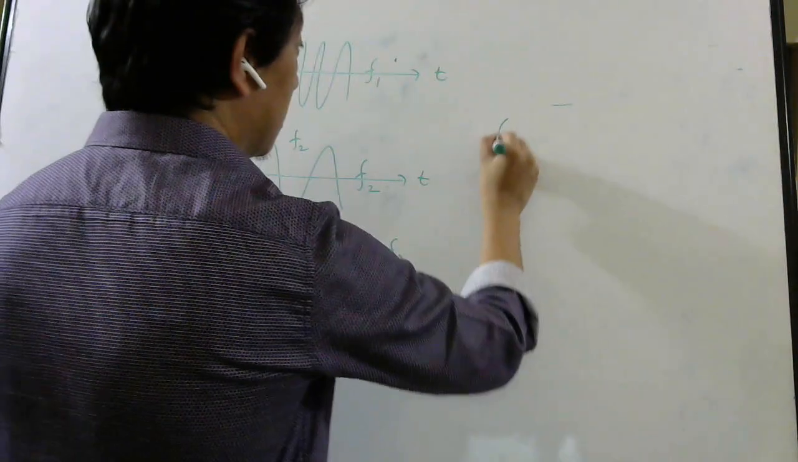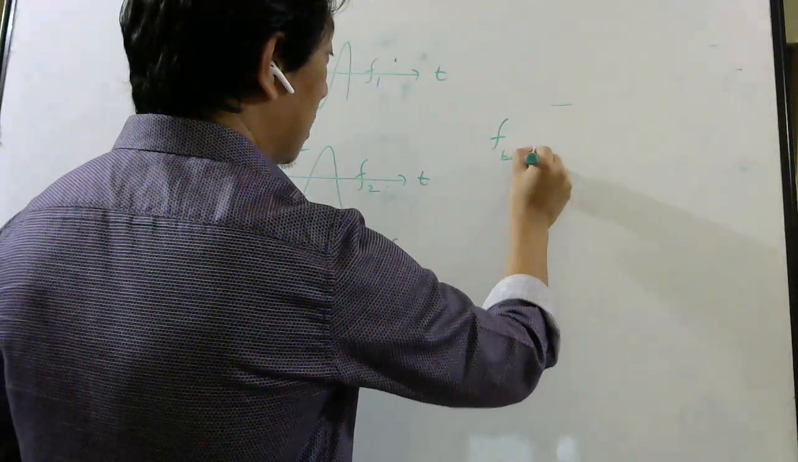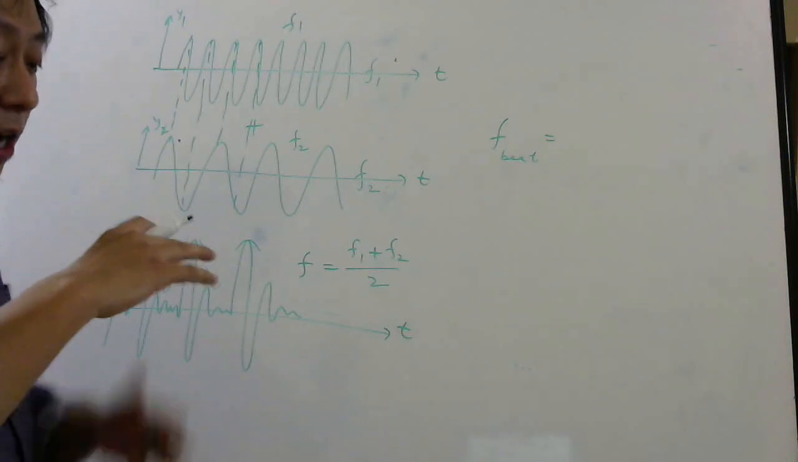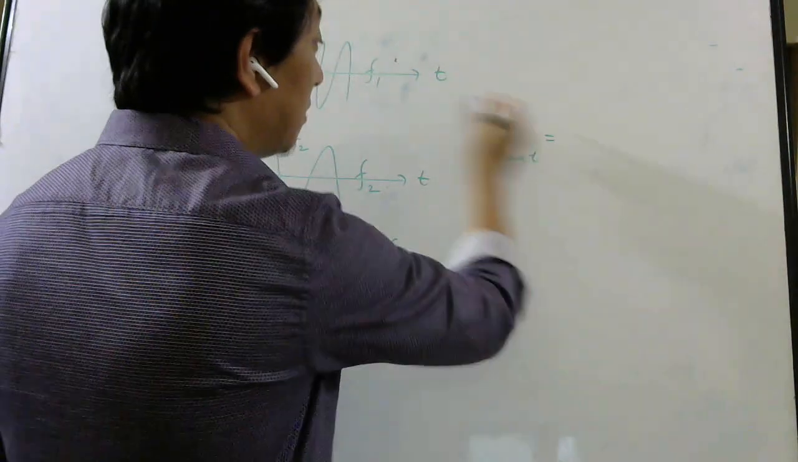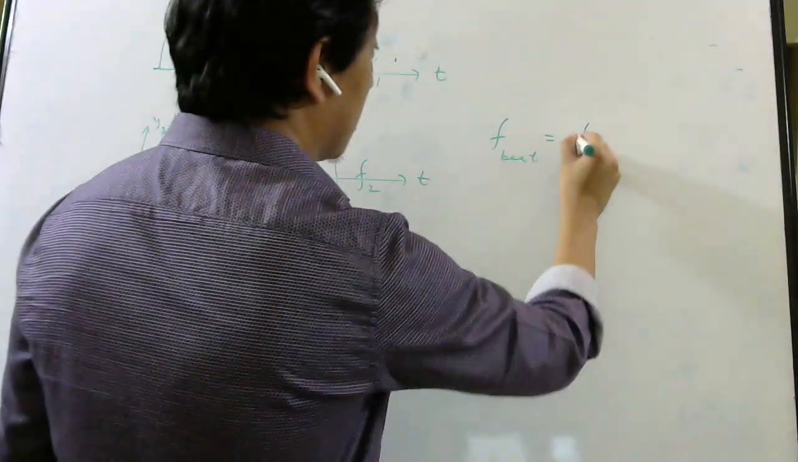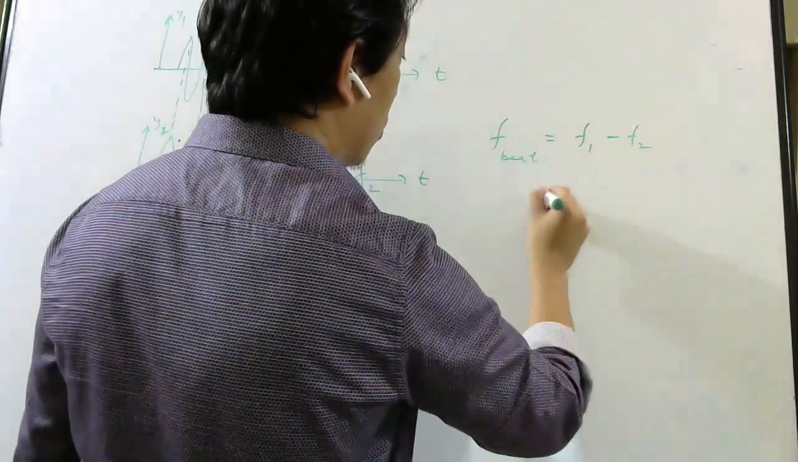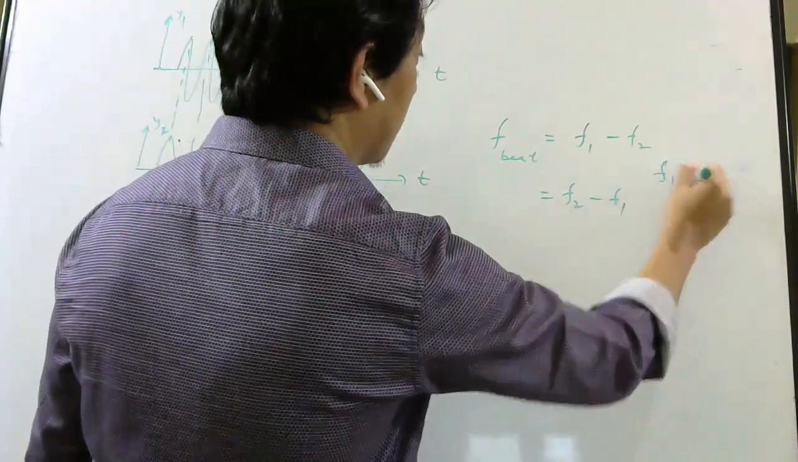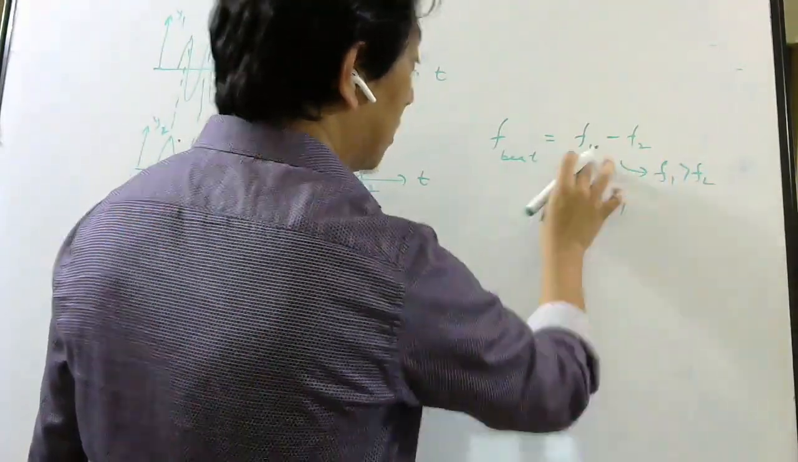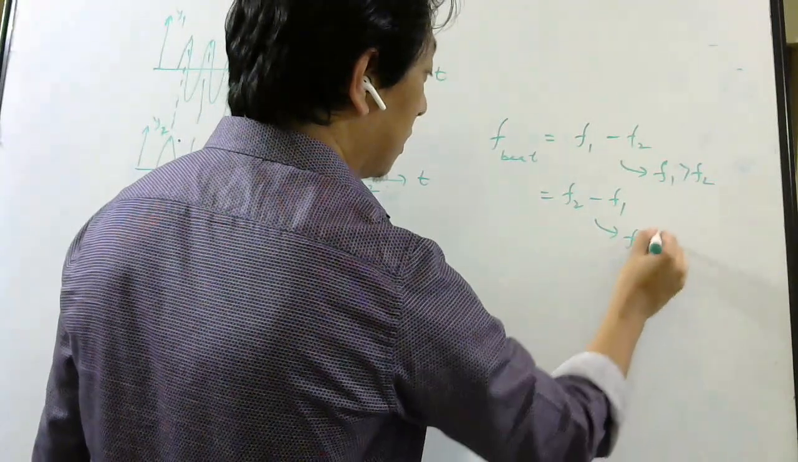So the frequency with which the intensity of the sound oscillates, meaning how many intense sounds you will hear per second, that is called beat frequency, and that is given by f1 minus f2, or it can be f2 minus f1 depending on whichever is greater. If f1 is greater, you write this formula. If f2 is greater, then you write this formula.